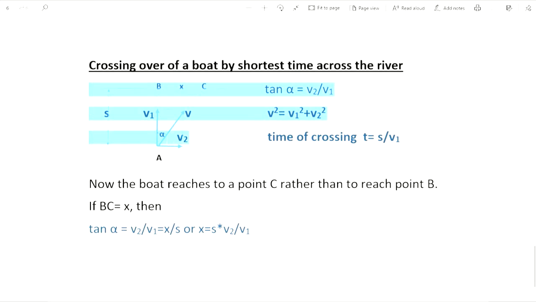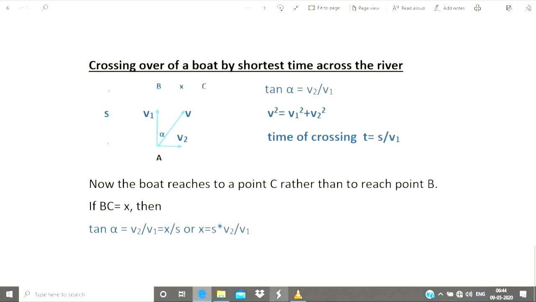Now see the diagram also. V2, V1 and V all are clear. V1 is perpendicular to the flow of water. V2 is the flow of water, and V is the resultant velocity of the swimmer. If BC is equal to X, tan alpha is V2 upon V1, which is equal to X upon S. So we can derive X is S into V2 upon V1.